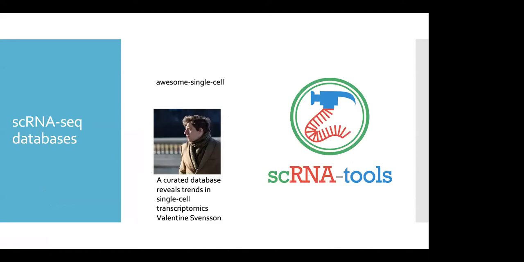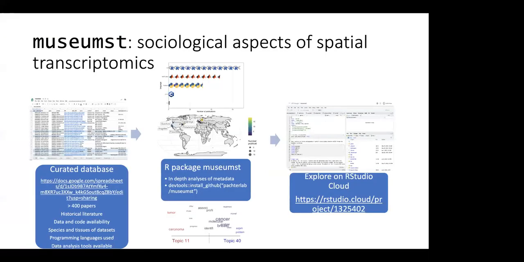Some of you here probably already know that there are some databases of resources for single-cell RNA-seq. For instance, Awesome Single Cell and the scRNA-tools, which are databases for single-cell RNA-seq data analysis packages. Also, Valentine, who used to be a postdoc in our lab, curated a database of literature in single-cell RNA-seq and did some analysis on that database to find some trends in the field. However, so far I'm unaware of any such database for spatial transcriptomics resources, and so this is what this project is about.